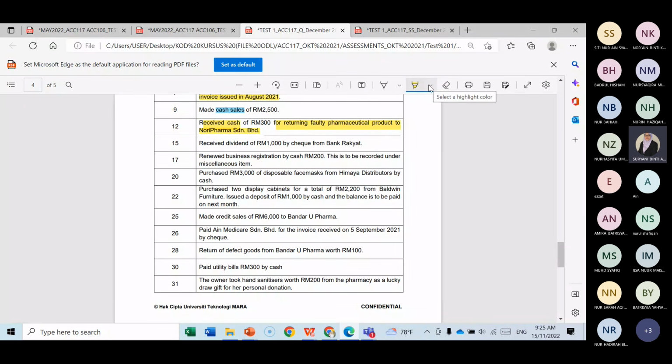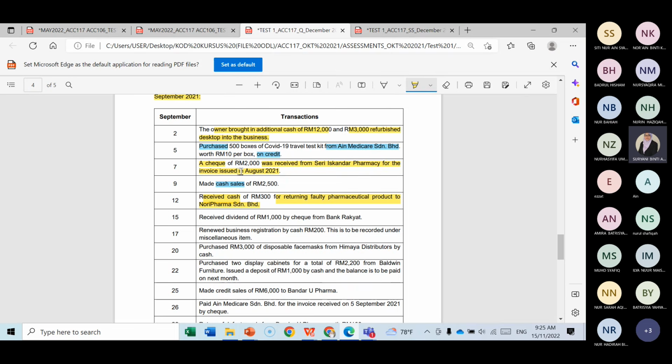Madam, sorry for interrupting, but can you please repeat the answer for number 7? Okay, I repeat. Let us look. On 7 September, a check of 2,000 was received from Seri Iskandar Pharmacy for the invoice issued in August 2021, which is last month. So now, you receive a check.